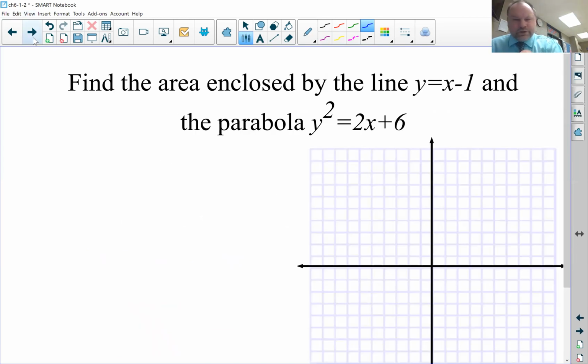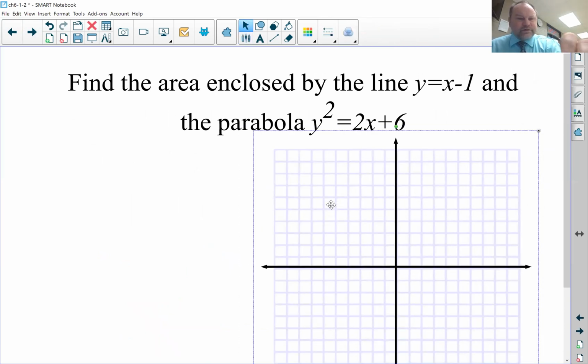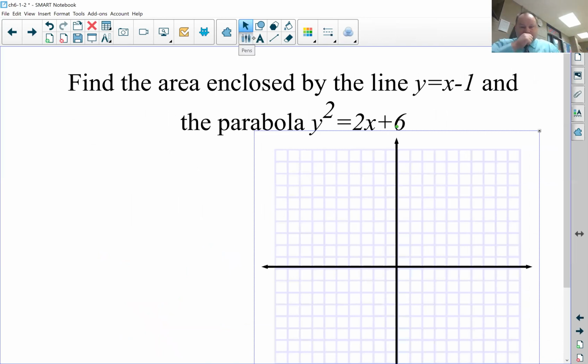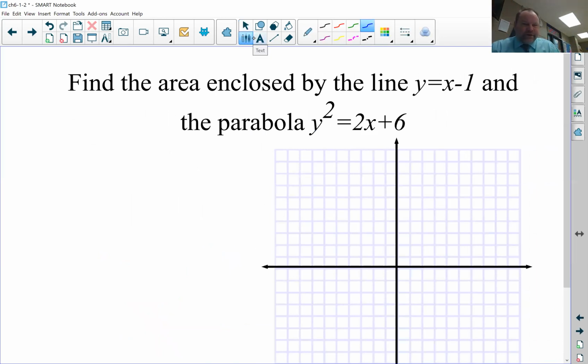All right, so here we have: find the area enclosed by the line y equals x minus 1, and the parabola y squared equals 2x plus 6. So I'm going to graph it, and then we can take a look at finding the integral.